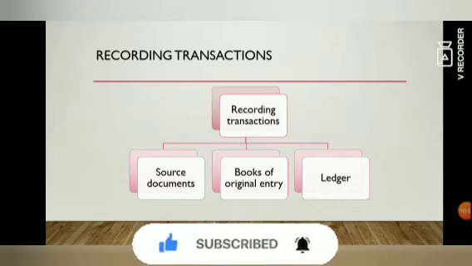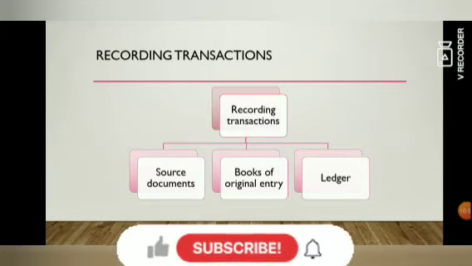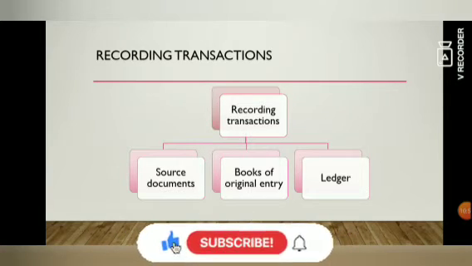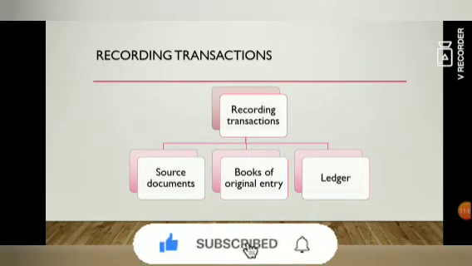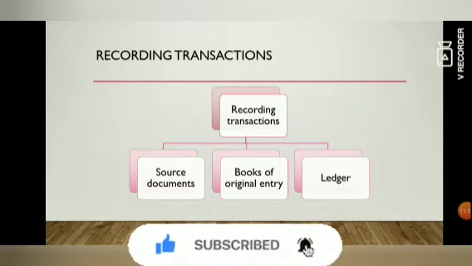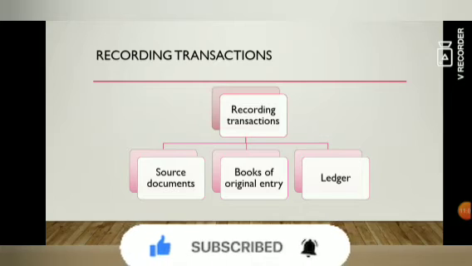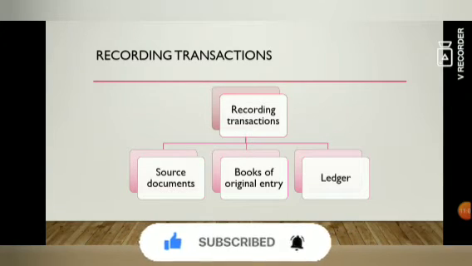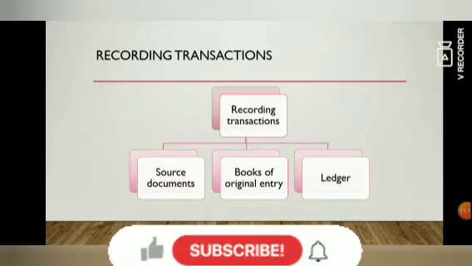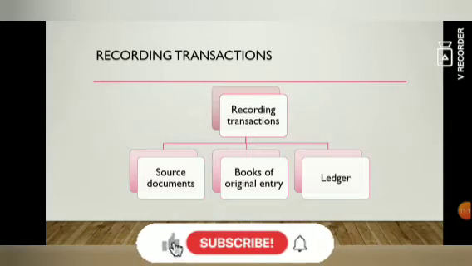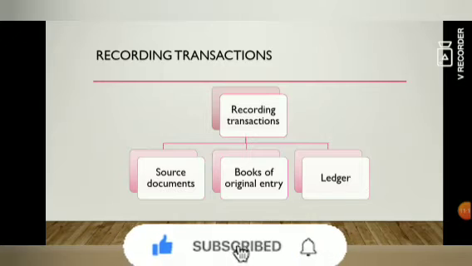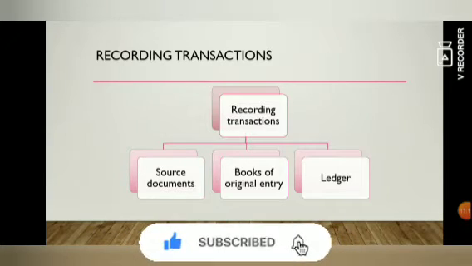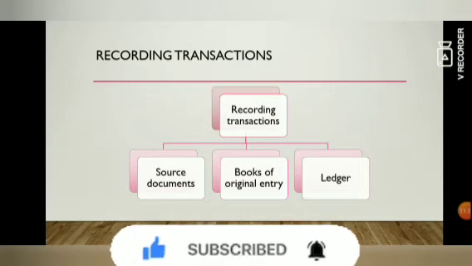Secondly, books of original entry. All these transactions that are recorded in source documents are later separated according to the source document. You will see later on that we have different types of source documents based on the different types of transactions. We're not going to put all the transactions in one source document, mainly because we need to keep our transactions well organized, because in a business millions of transactions happen per day most often.